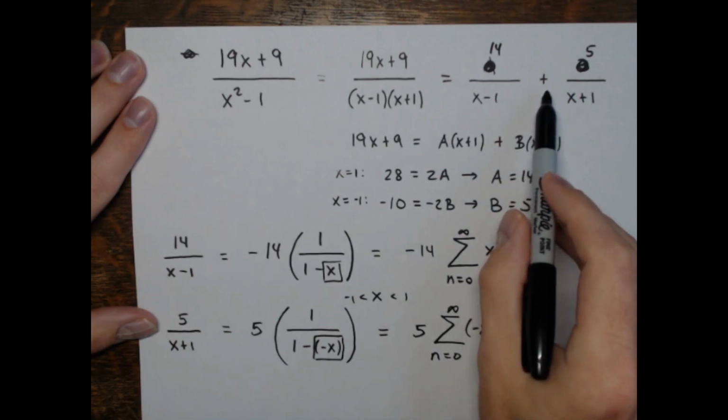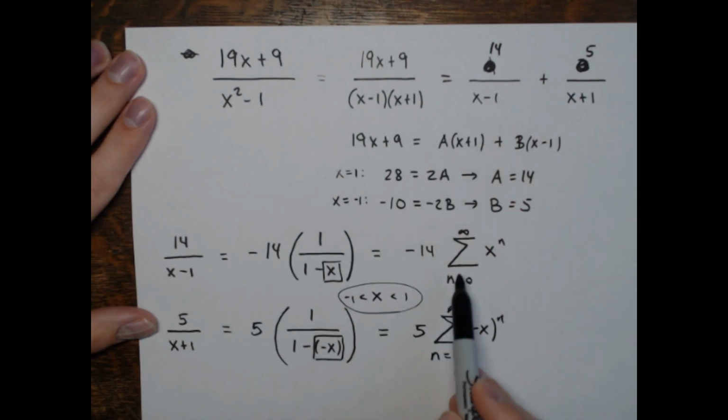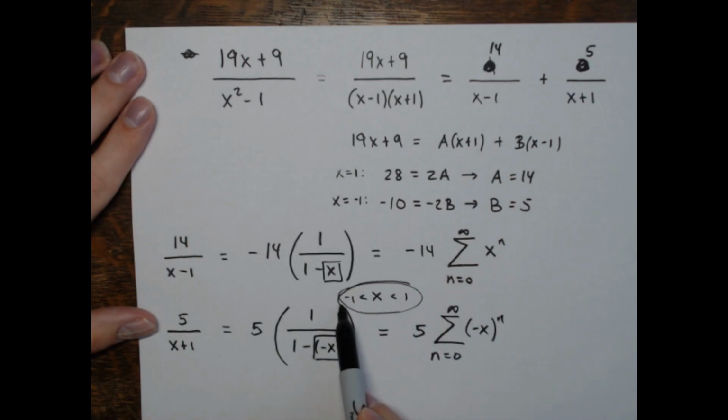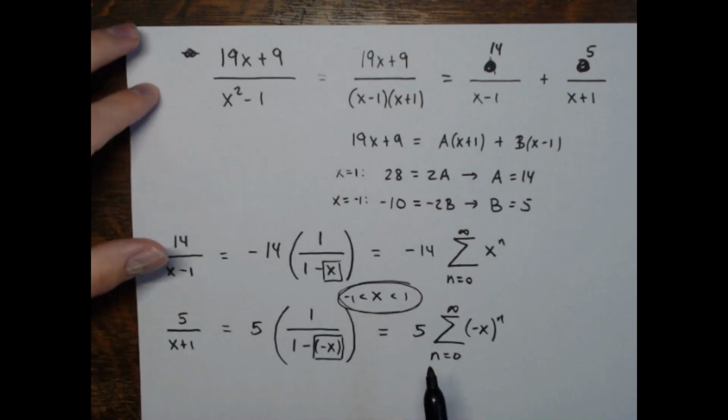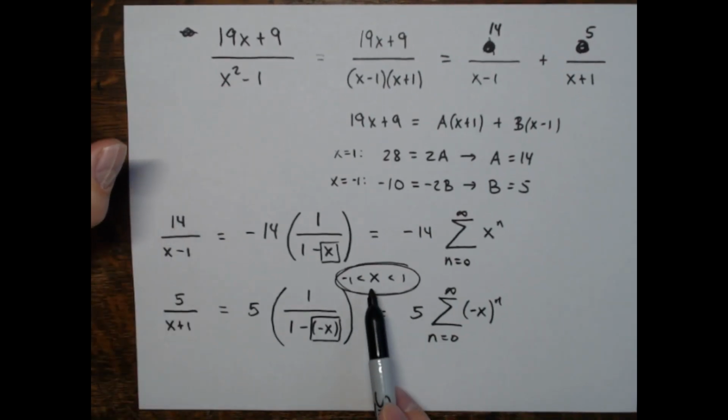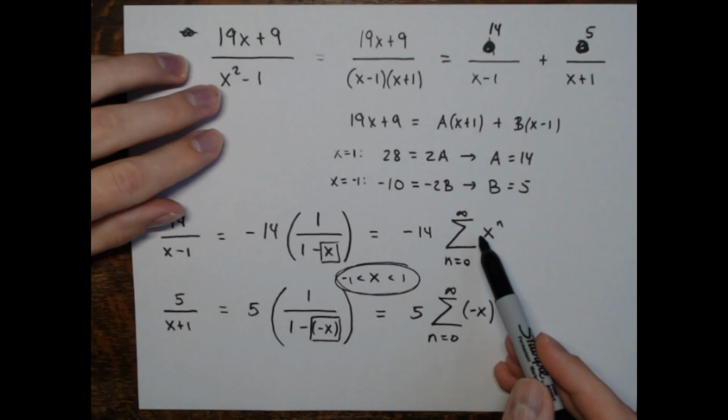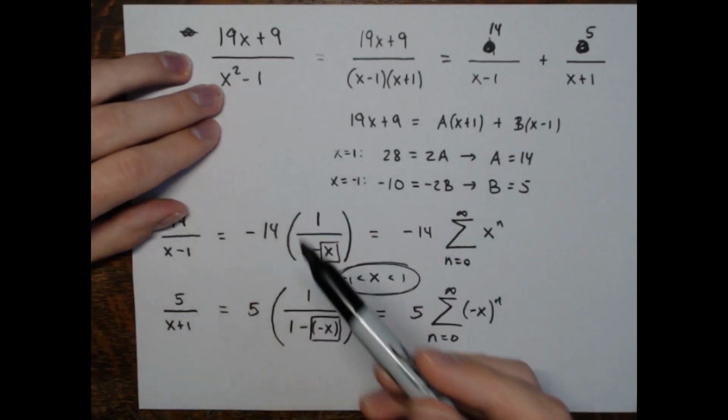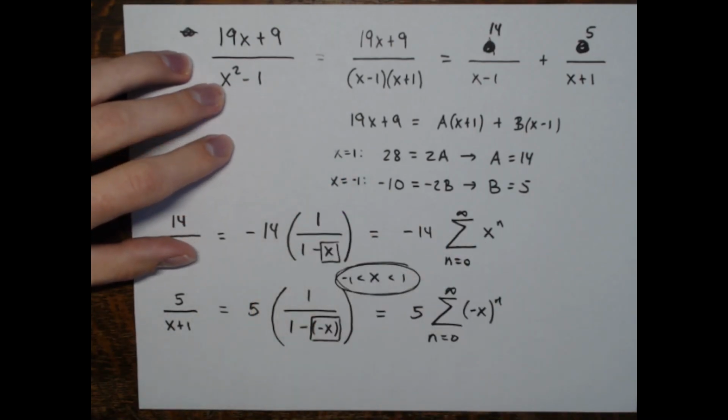And we're adding these together, and both of them have the same interval of convergence, so their intersection is just this, right? So the interval of convergence is between negative 1 and 1. And then for values of x between negative 1 and 1, this series plus this series will equal our function, or will converge to our function.